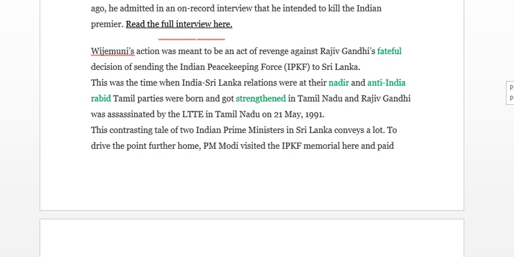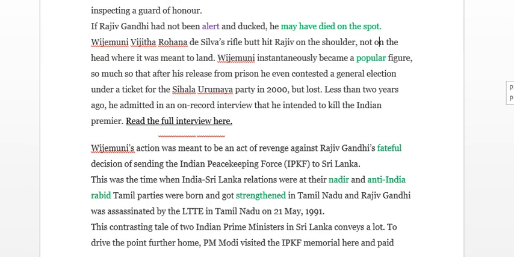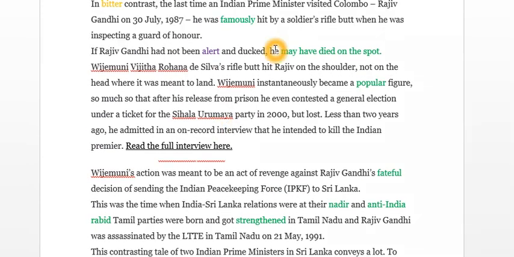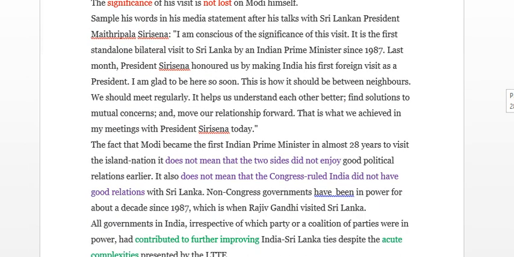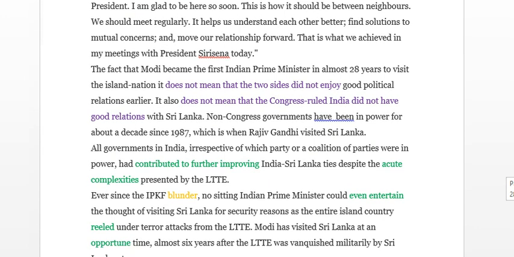There's a lot of statements over here, and not all of this is against Rajiv Gandhi. So, for example, over here, they would say "Rajiv Gandhi had not been alert and ducked, he may have died on the spot." This is about an attack on him. He could have just said "if Rajiv Gandhi had not ducked", that would have been neutral, but "if he had not been alert", so this is actually praising him for his alertness. And there are parts in this article which does say, hey, it does not mean that the Congress rule India did not have good relations with Sri Lanka. So there are, one way or the other.